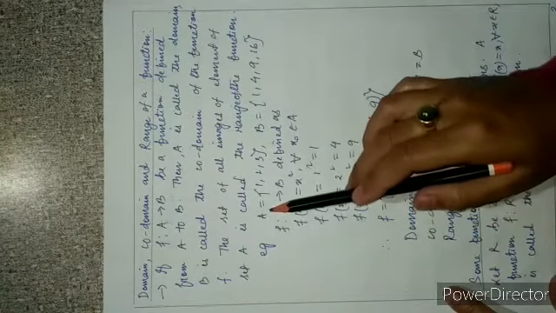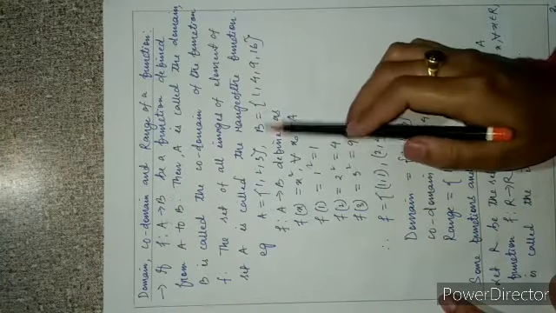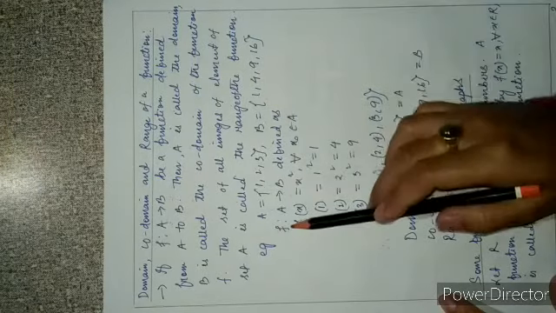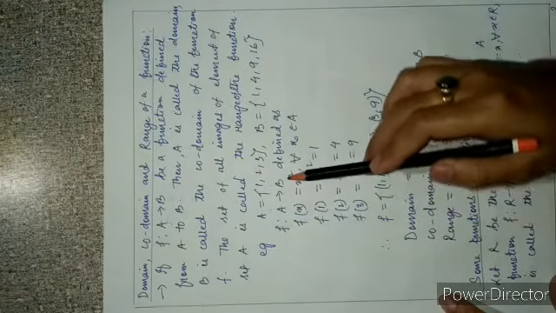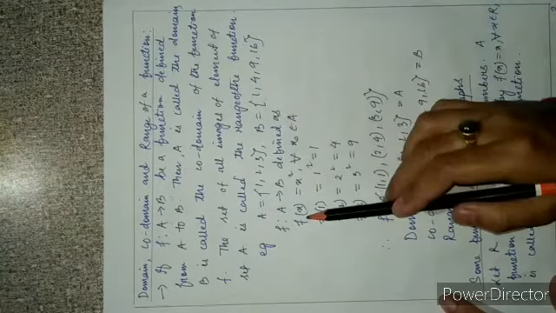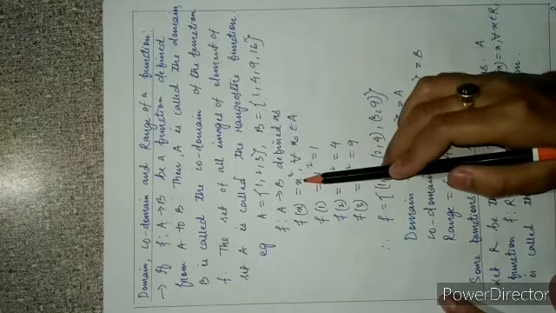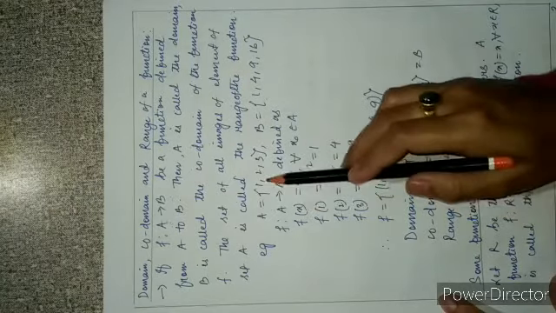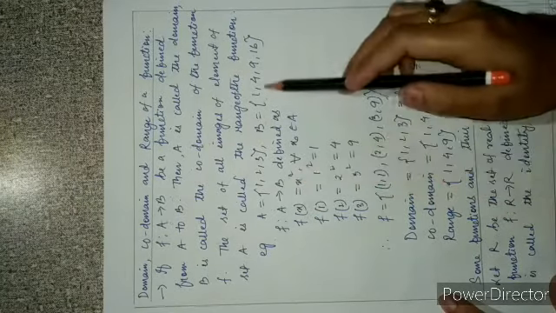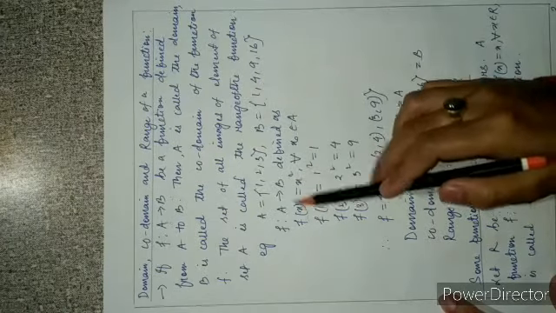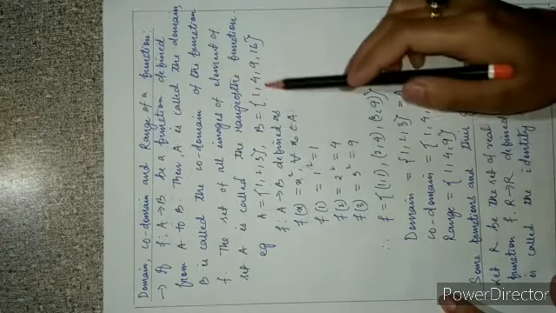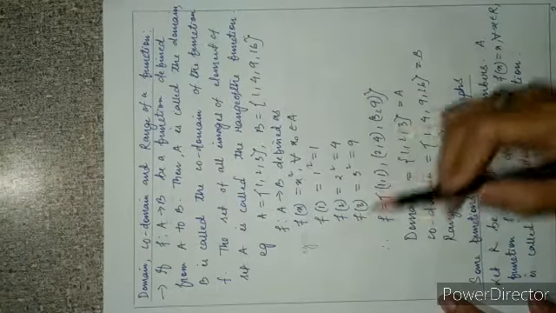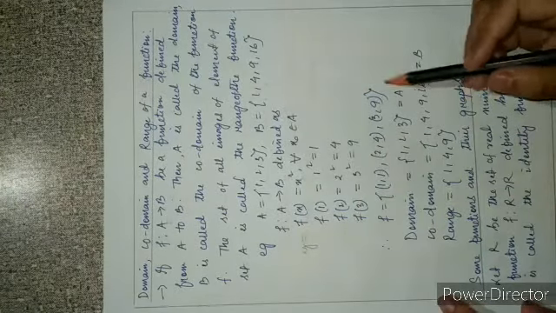Then example, let us consider any two sets, set A and set B, whose elements are 1, 2, 3 and 1, 4, 9 and 6. Define a function f from A to B. Here the nature of the function is f(x) is equal to x squared for all x belongs to A. This x belongs to set A and this x squared will belong to set B. Here f(x) represents y, the second component.